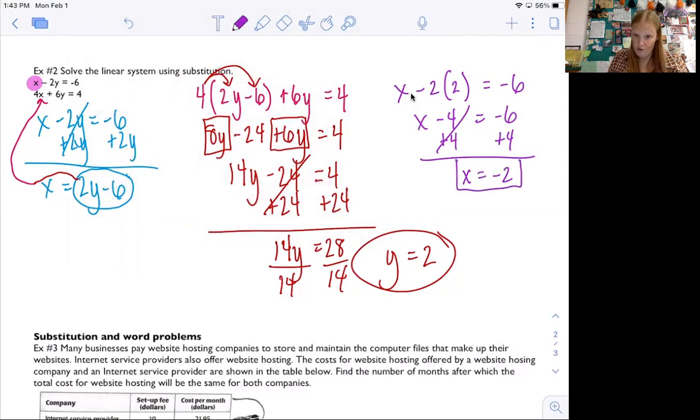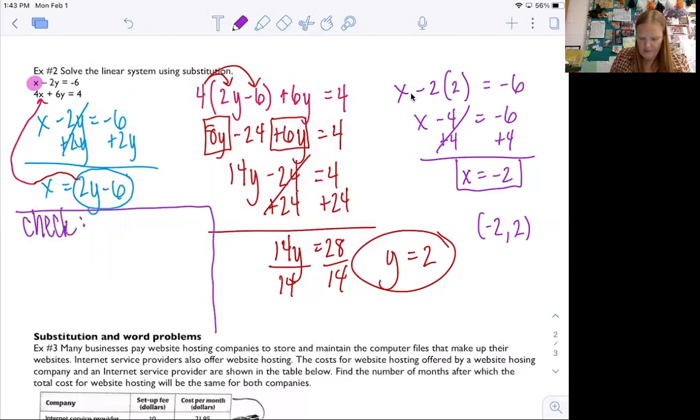I've done all this work. I want to make sure that my ordered pair, -2, 2, is the right answer. So right over here, I'm just going to plug it in. Again, you don't want to do all this work and then it not work out. So I get -2 minus 2 times 2 equals -6. -2 minus 4 is -6. So that one works. It checks out in the first one.